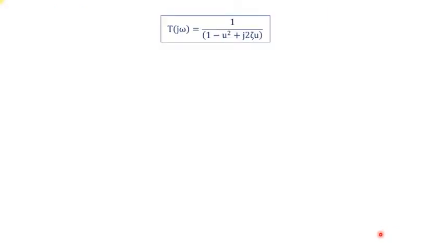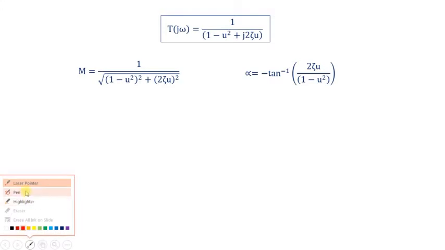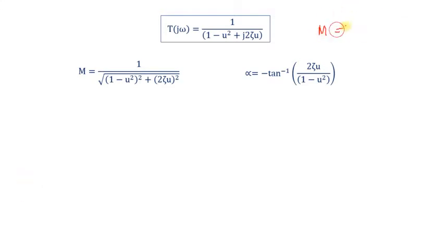If you are finding the magnitude and the phase for this closed loop transfer function, we know that if you have an equation like a plus jb, the magnitude will be the whole root of a square plus b square. Similarly, phase is equal to tan inverse of b by a. This is the standard formula. With the help of this formula, we can write the magnitude as 1 by whole root of 1 minus u square whole square plus 2 eta u whole square, and the phase as tan inverse of 2 eta u divided by 1 minus u square. These are the phase and magnitude values of this closed loop frequency response.